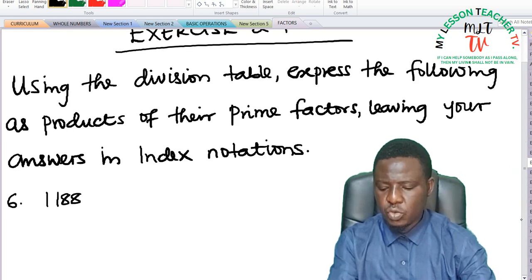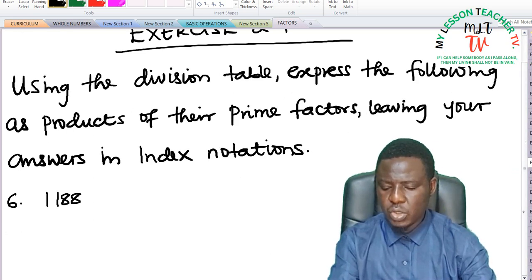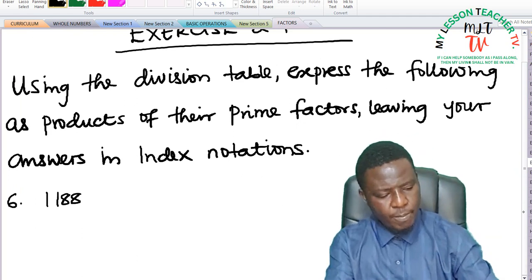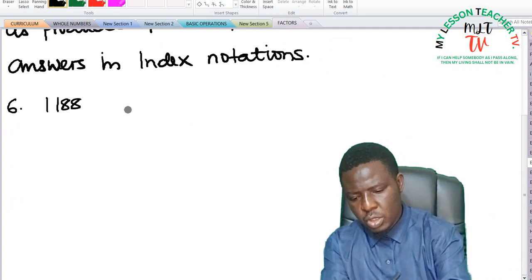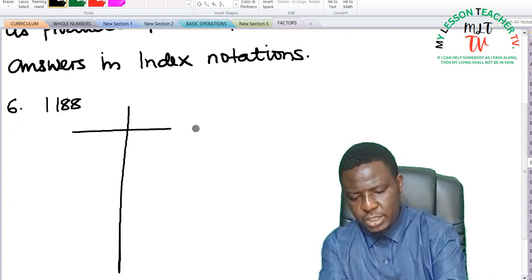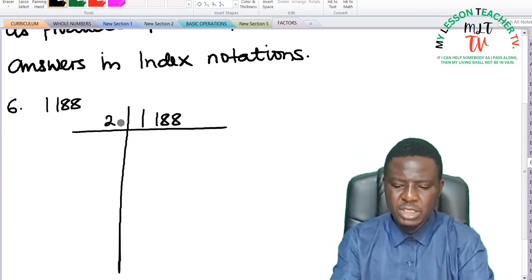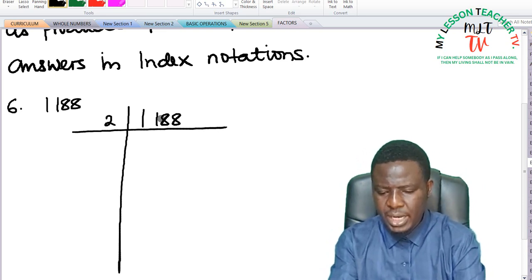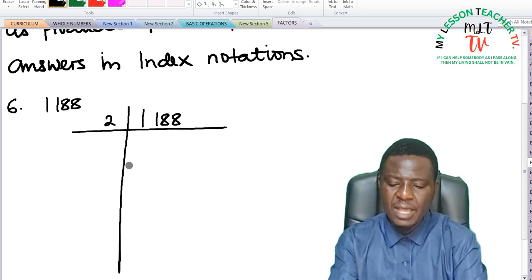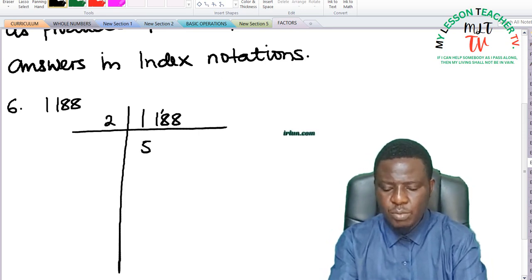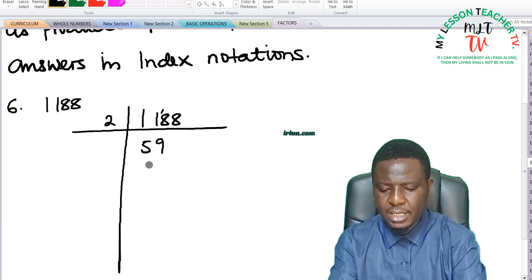Example 6, we are asked to express 1188 as a product of its prime factors in index form. So, using long division table, I have 1188 to be divided by 2 repeatedly because it is divisible by 2. 2 into 1 it cannot, you bring the next digit, it becomes 11. 2 into 11 is 5, remainder 1. This becomes 18. 2 into 18 is 9. And 2 into 8 is 4.